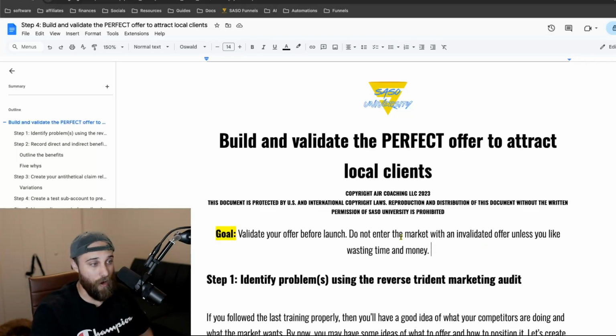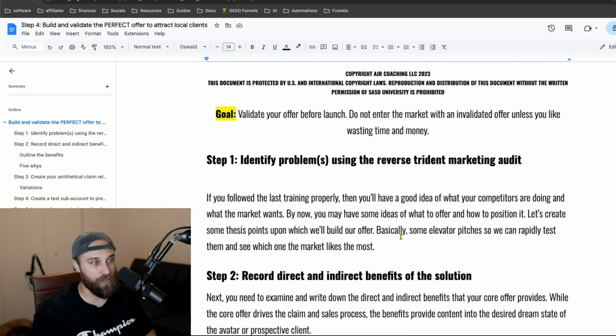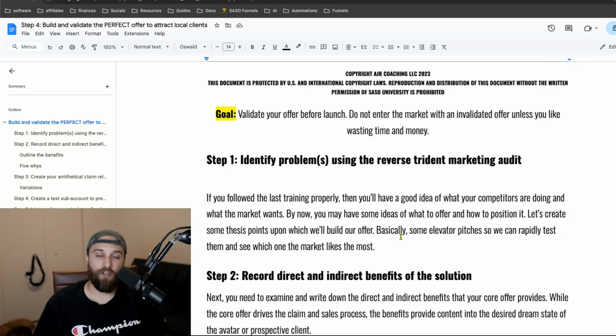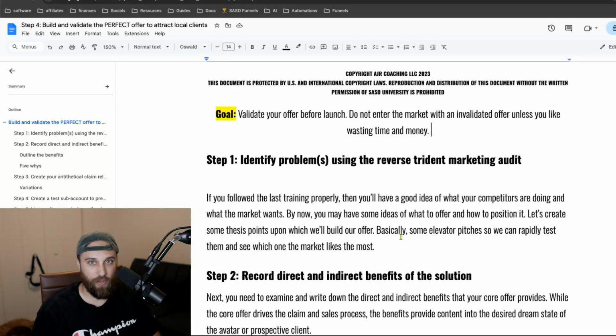So step 1, we need to identify problems using the reverse tried and marketed audit. Now, if you're in Thesis University, you know you already have access to an entire Google Sheet with multiple tabs, 3 tabs, one for your competitor, avatar, and market analysis. If you are not in Thesis University, just go to the previous training. I give you some ideas of how to do that.